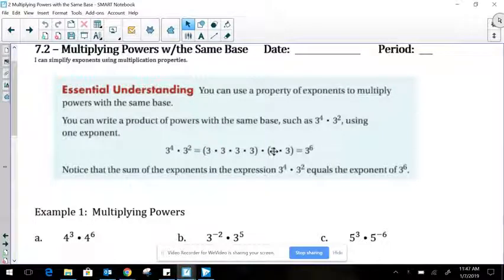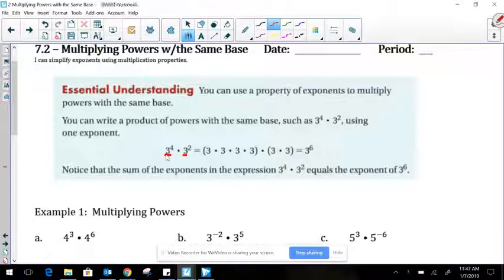Hi there. Today we are doing the second day of exponents, which we're going to multiply powers with the same base. So just a reminder here, your base is the big number. So 3 here is our base. My exponent, I'll do in green here, that's the little number in the top right corner.